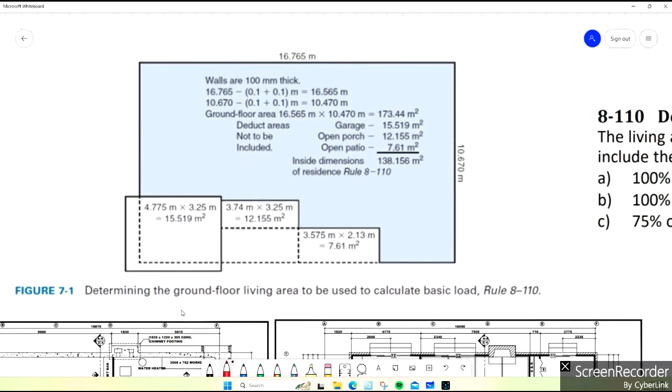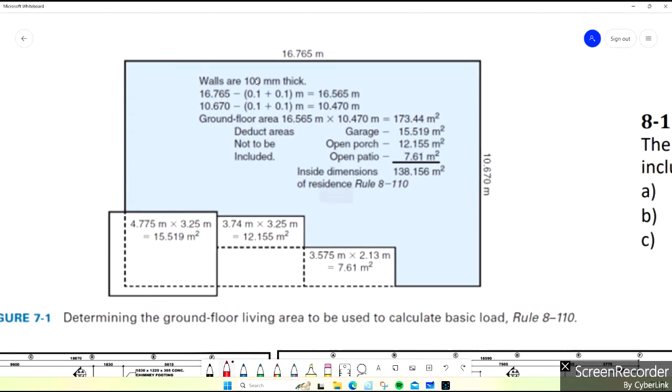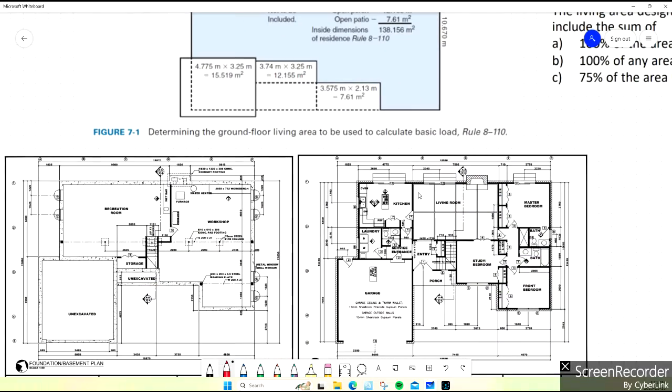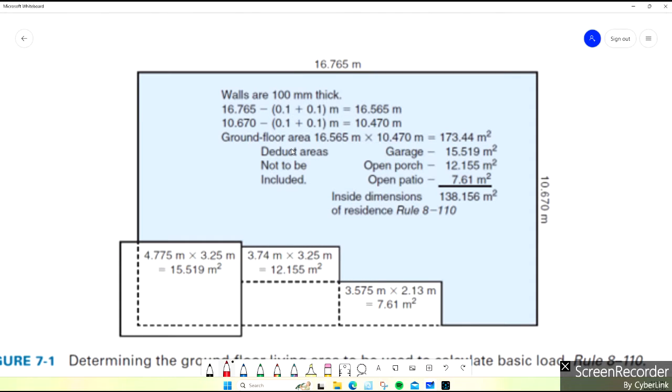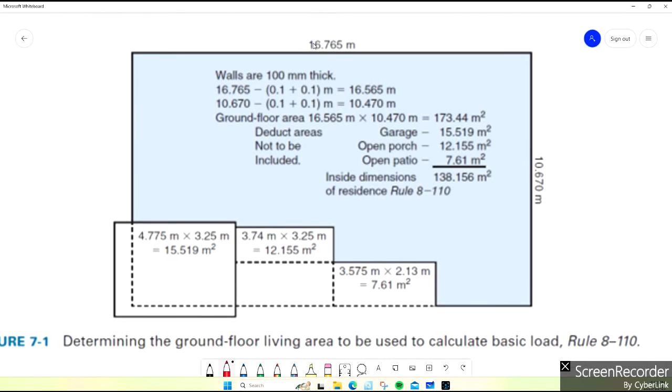Okay, and then there's a little example here from the textbook, based on the home, or on these prints here. They're just showing you how they went about the dimensions, and we're going to use these dimensions. They say the walls are 100 millimeters thick. They gather all the dimensions, 16.6765 meters by 10.67 meters. That's where these two numbers come in. They're subtracting the thickness of the walls, and they're getting this final number here for basically the perimeter.